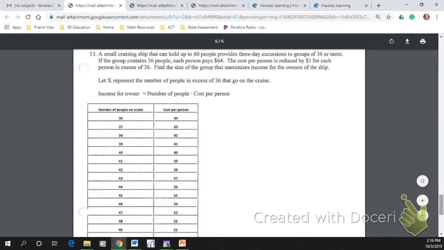So here's what it would look like if you didn't want to make the chart. Okay, are you watching, Dylan? So the income for the owner is the number of people times the cost per person, right? So I could write number of people as 36 people plus X. In other words, I don't know how many I'm going to add, I'm just going to call it X. And that has to be multiplied times the cost per person. Well, the cost per person will be 64 minus X. Because if you're going to add 3, then you would subtract 3. If you're going to add 5, you would subtract 5, right? Does that make sense? For every person I add, I subtract $1 here. So for every X that I add, I subtract an X for the price.